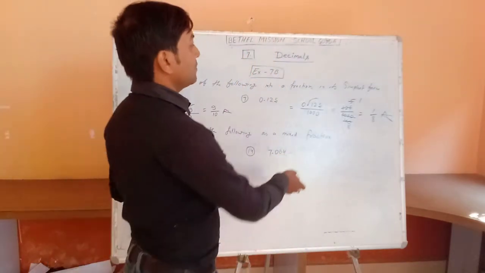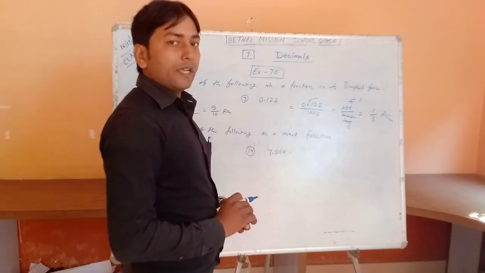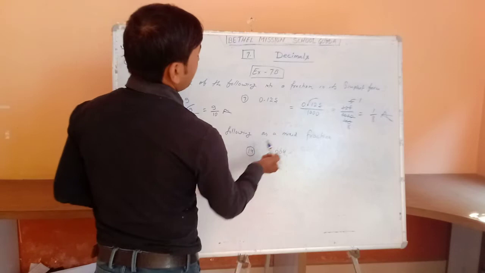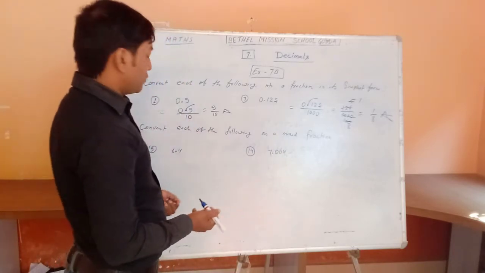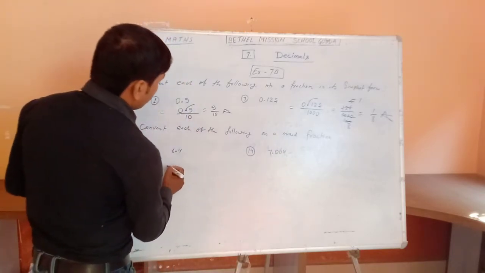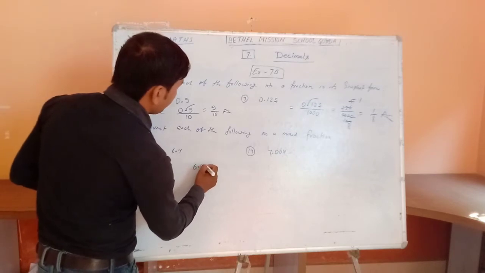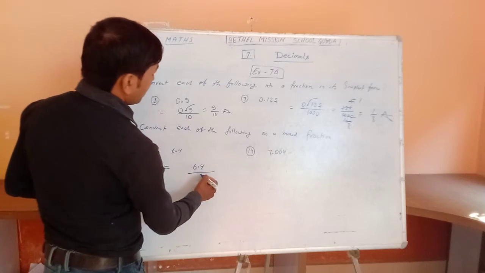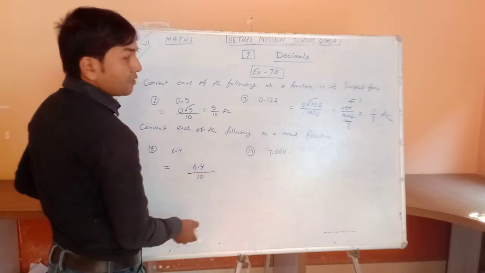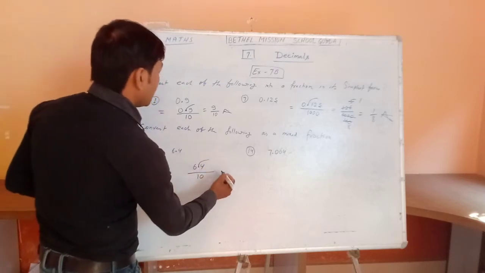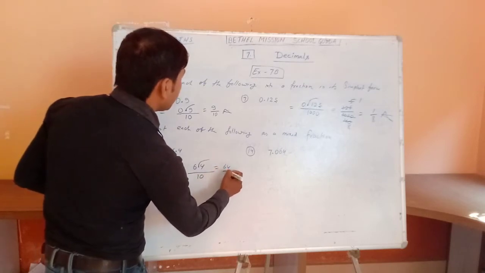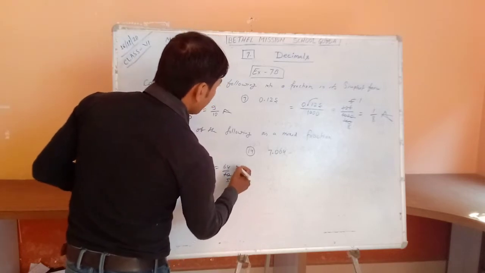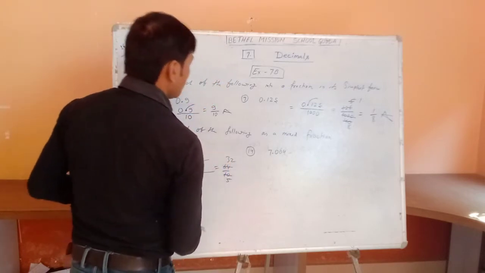We can't cut more. Okay, and here, 9th number: convert each of the following into a mixed fraction. You have to change into a mixed fraction. First, remove the decimal in 6.4. Draw a line and then count the decimal places: 1 decimal place, so 1 and 0, 10, and remove the decimal. It means 64 upon 10. This can be cut by 2, and then it is 32 upon 5.